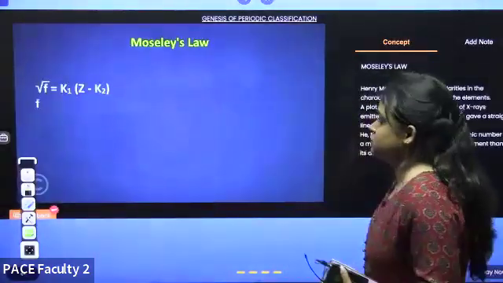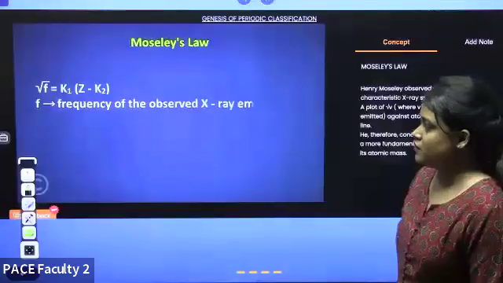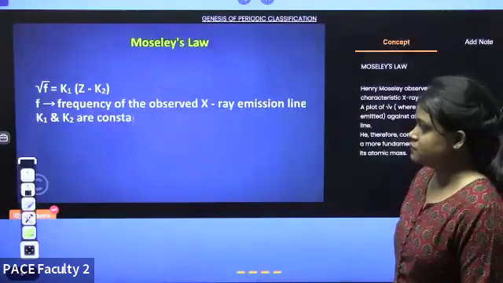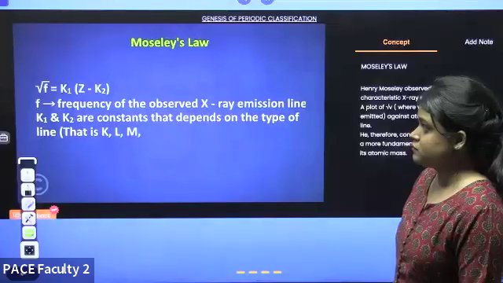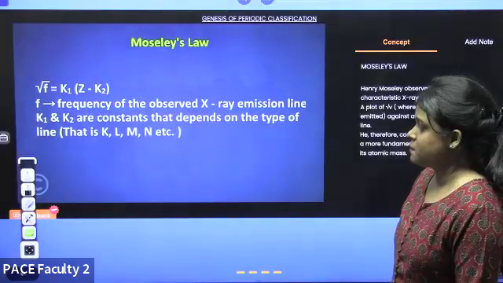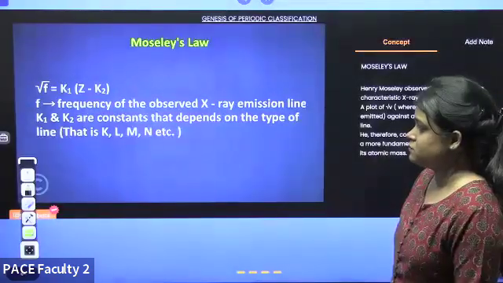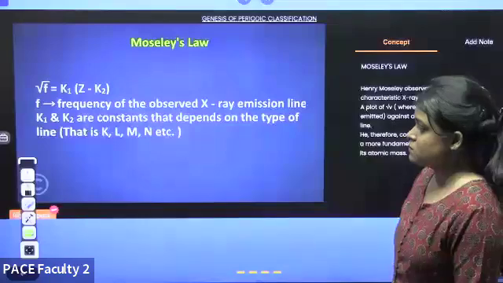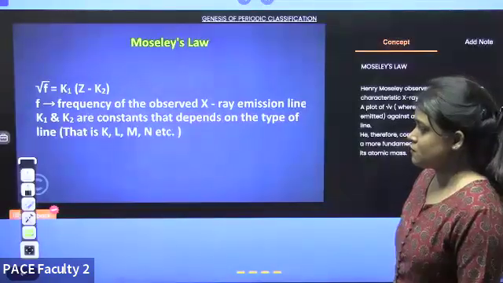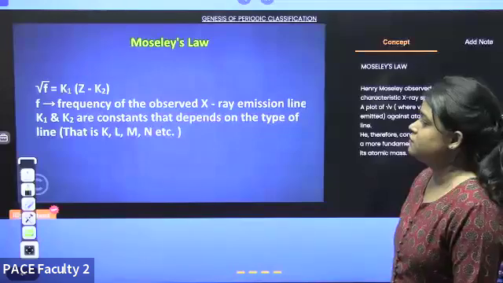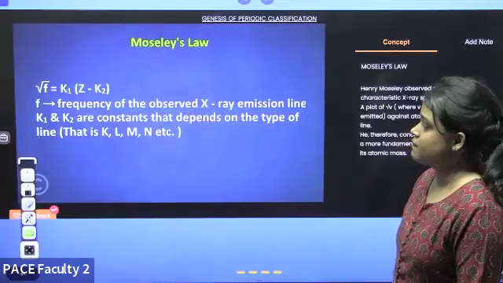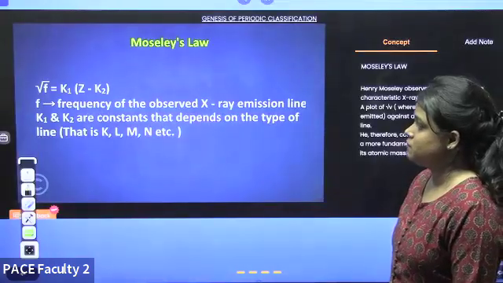In this slide, we will discuss Moseley's law. Henry Moseley observed regularities in the characteristic X-ray spectra of the elements. A plot of the square root of frequency of X-rays emitted against atomic number Z gave a straight line. He therefore concluded that the atomic number is a more fundamental property of an element than its atomic mass.